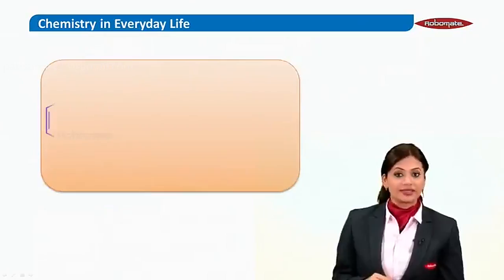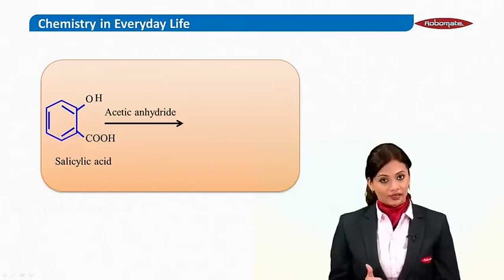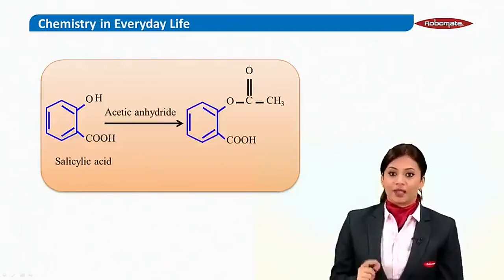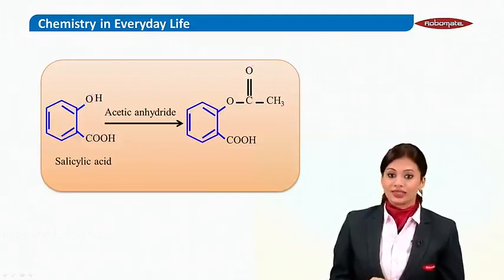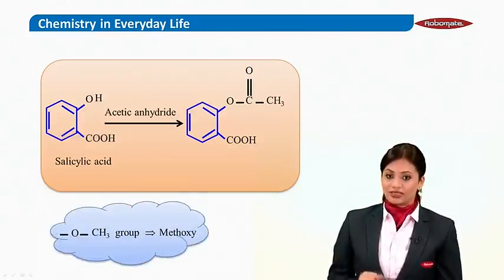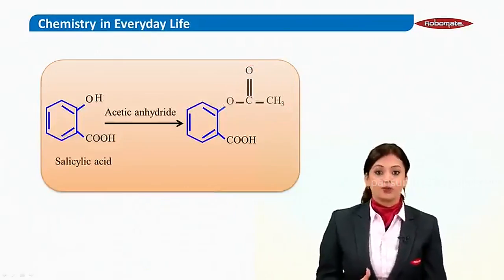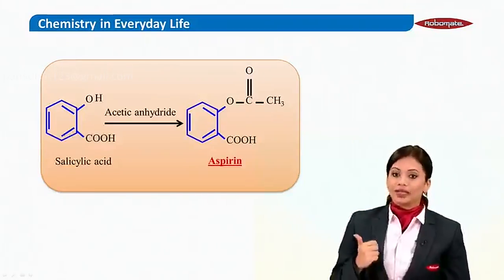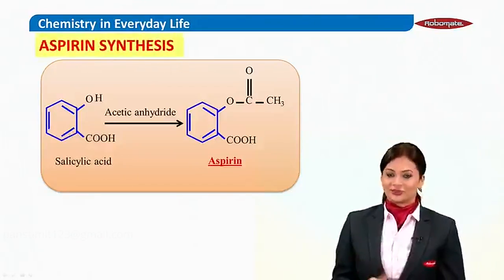Let us see how aspirin is made. First you take salicylic acid and you treat it with acetic anhydride, and what we get here is that the COOH part remains the same, but in the OH part the H is replaced with COCH3. OCH3 means methoxy and COCH3 means acetoxy. So what we got here is aspirin, and this is how aspirin is made by treating salicylic acid with acetic anhydride. This is known as aspirin synthesis.